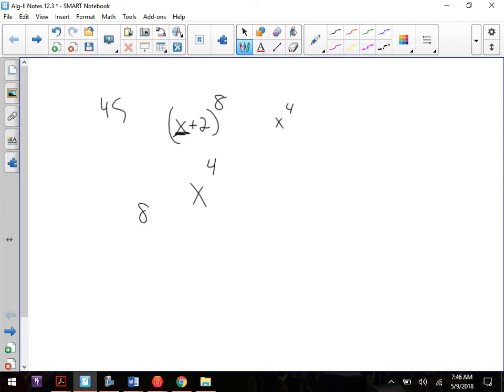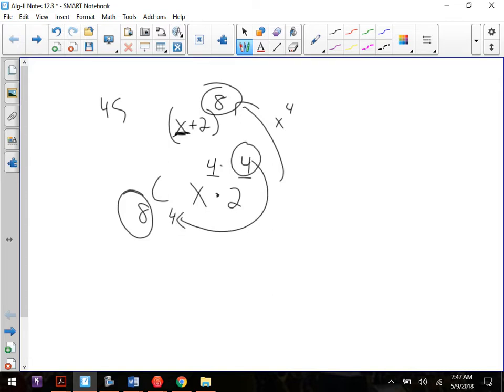We know we have an 8C something, because this number here is always the same number. The two exponents, this one and this one, have to also equal 8. So 4 plus what is 8? 4. And then this number that's here goes here.